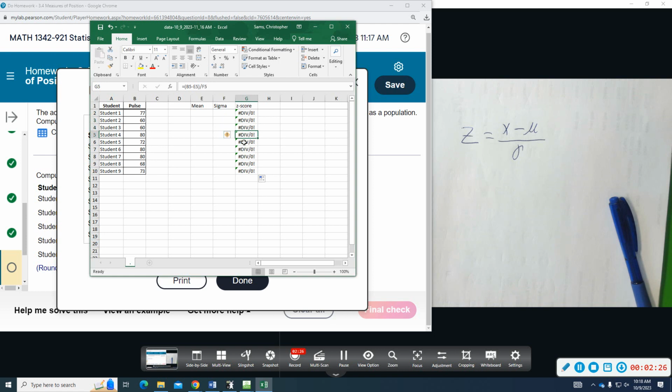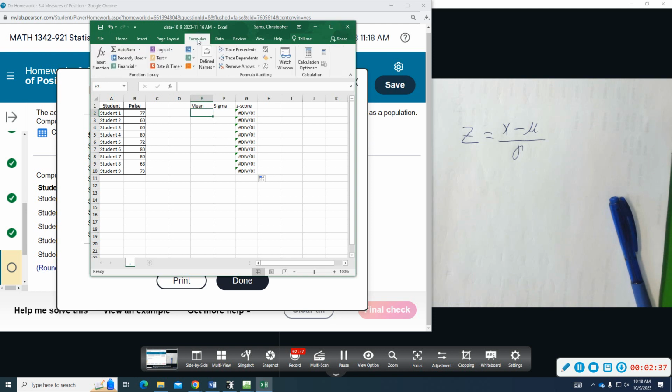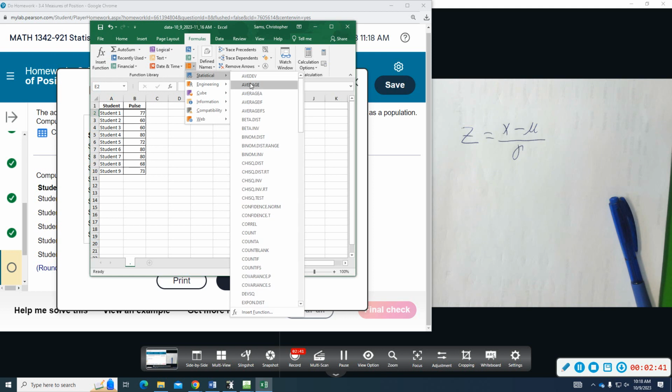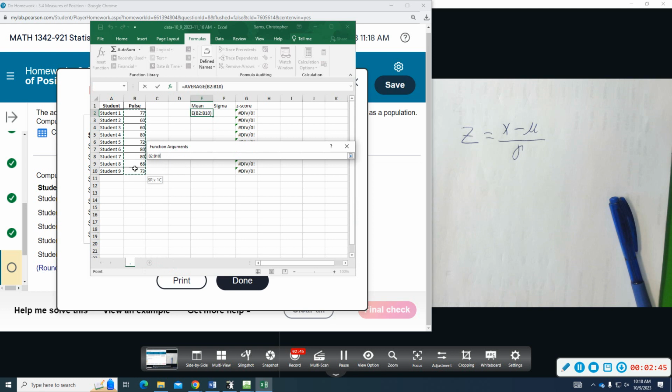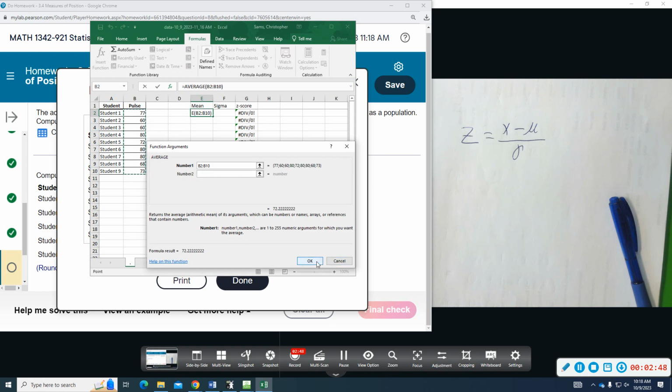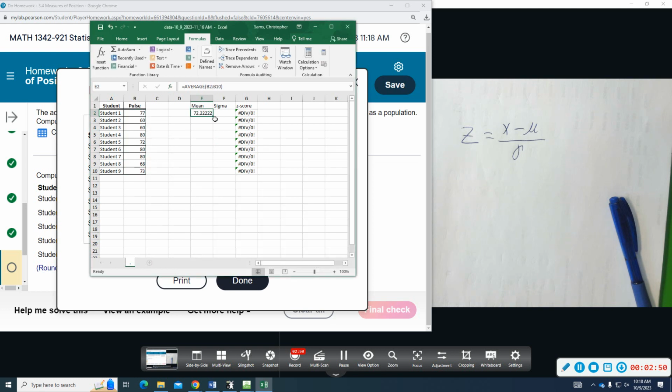So I'm going to have to copy the mean and sigma, which is going to be the same for all of them, all the way down. So right here, we're going to go to formulas. We're going to go to more statistical, and we're going to find the average. I want the average of these numbers here. Okay. Let me see if that will copy down. I don't know what that did. What did this do? Went to B11.